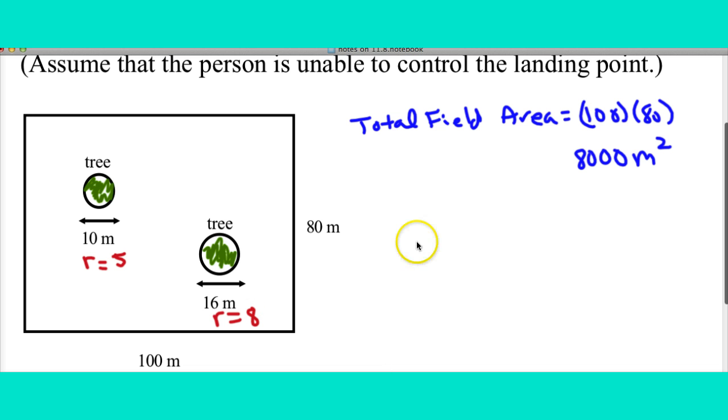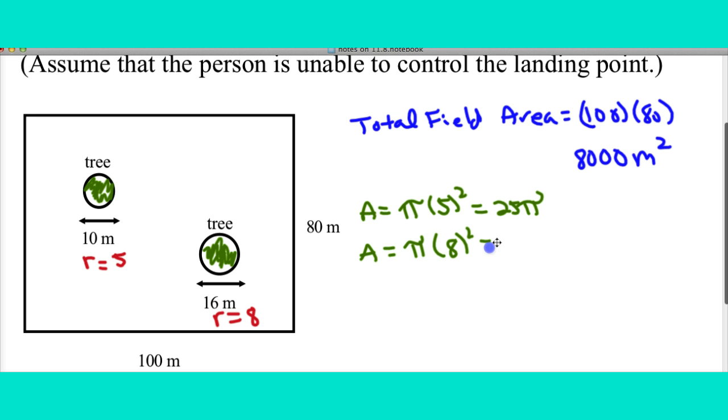Next, I'm going to find the area of each of the trees. So for the one tree, the smaller one, it would be pi times the radius squared, or pi times 5 squared, which would give us 25 pi. And for the other tree, the area would be pi times radius squared, or pi times 8 squared, or 64 pi. So the total area of the trees would be 89 pi meters squared.